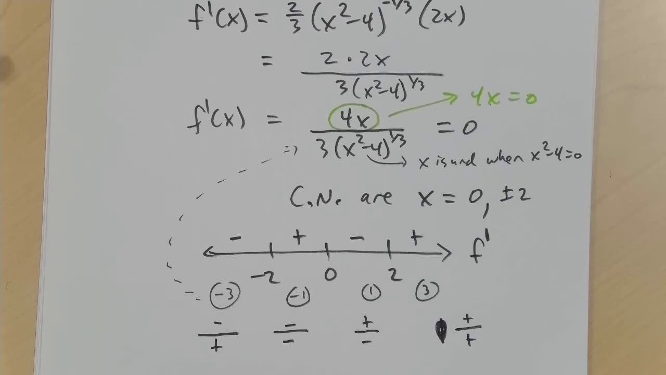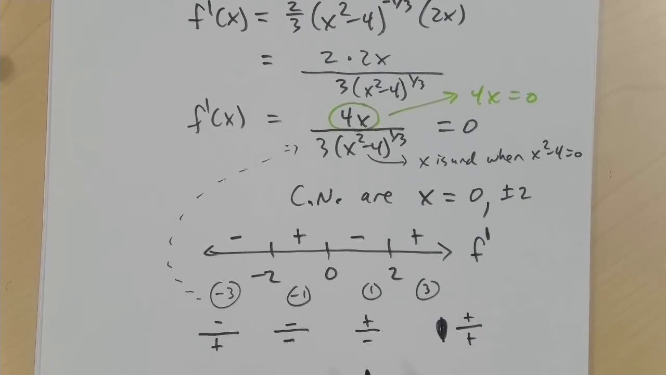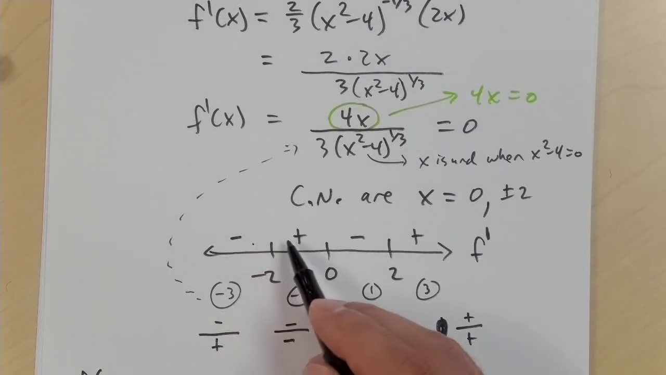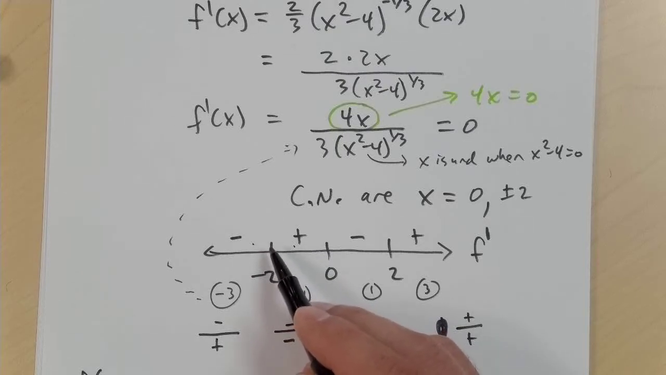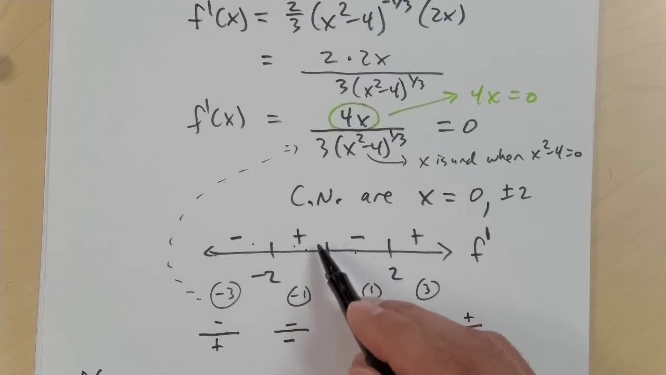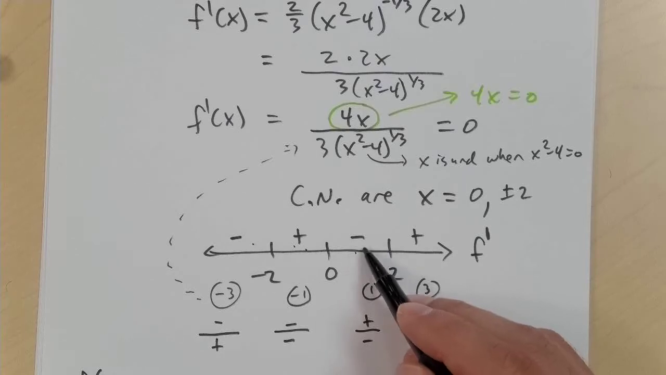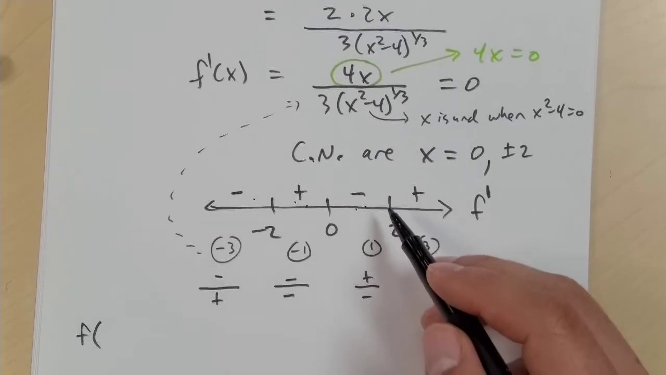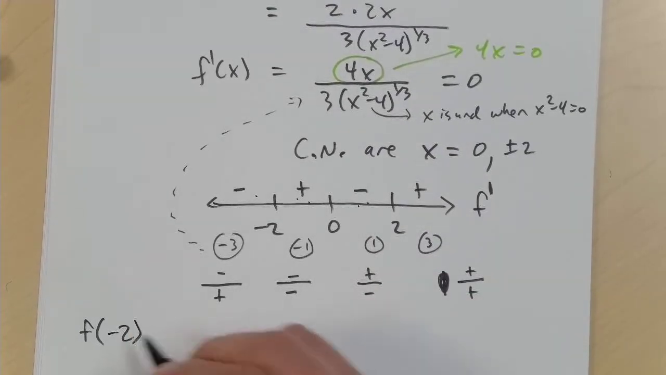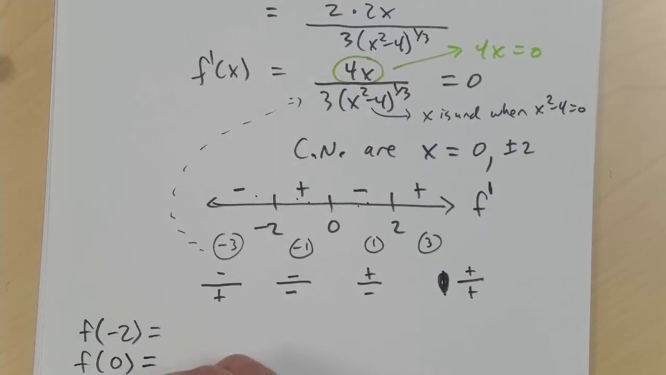And so what can we conclude? Well, let's go ahead and actually evaluate all of these. So we're changing from negative to positive, so we're going to have a minimum here. Positive to negative, we're going to have a max here. And then we switch back from negative to positive, so we'll have a minimum there. So let's go ahead and evaluate what these functions are going to equal at f of -2, at 0, and at +2.